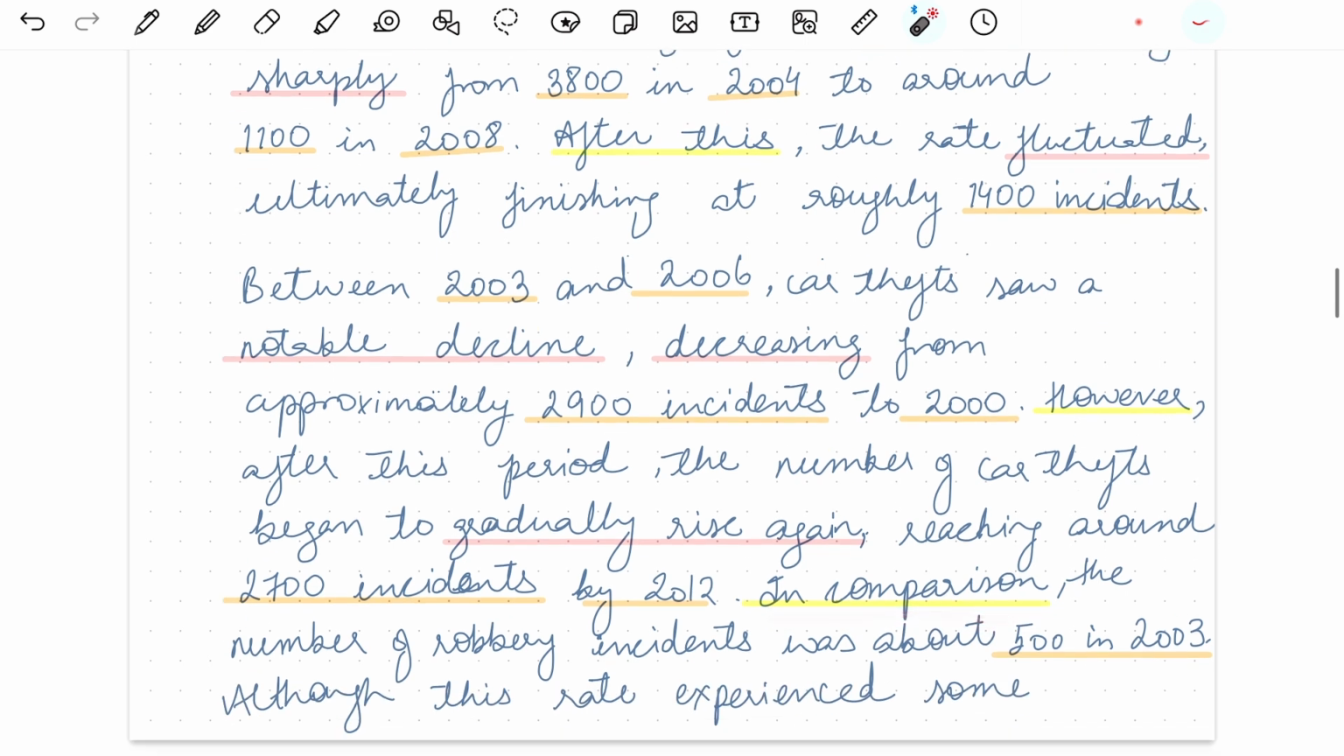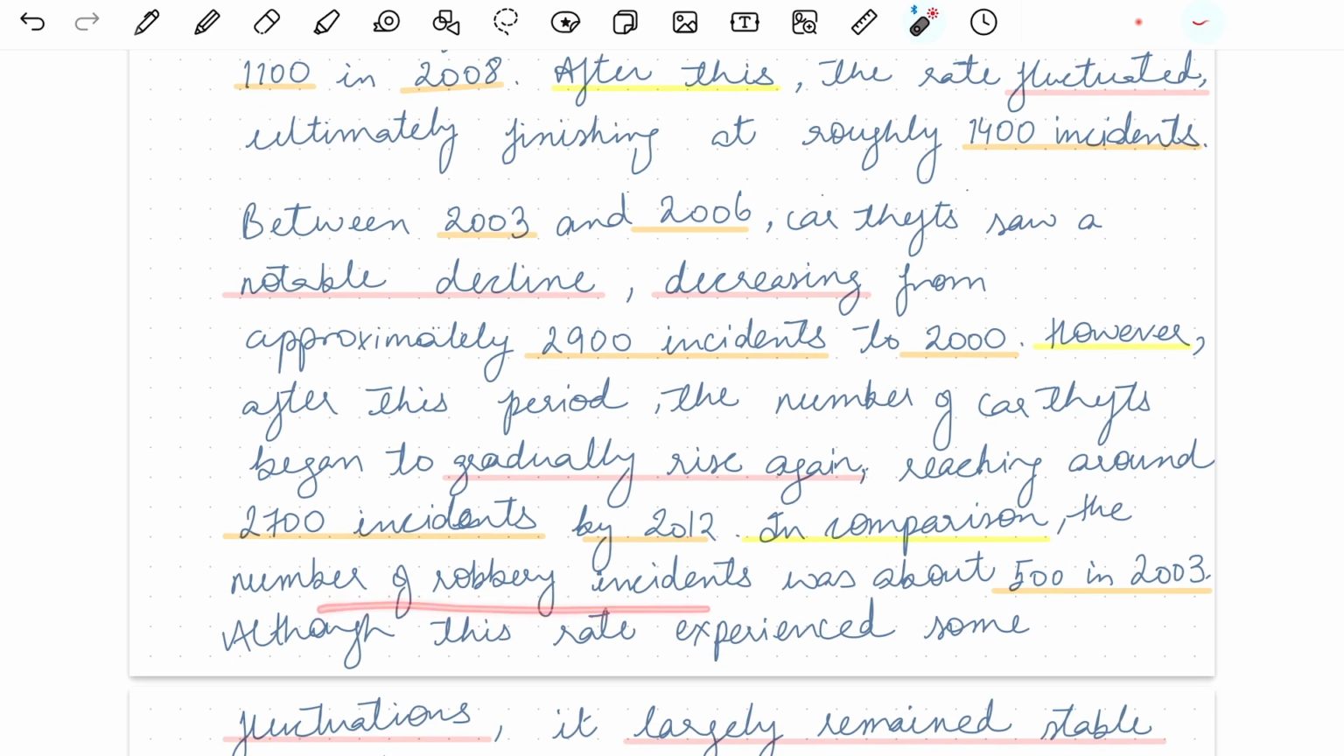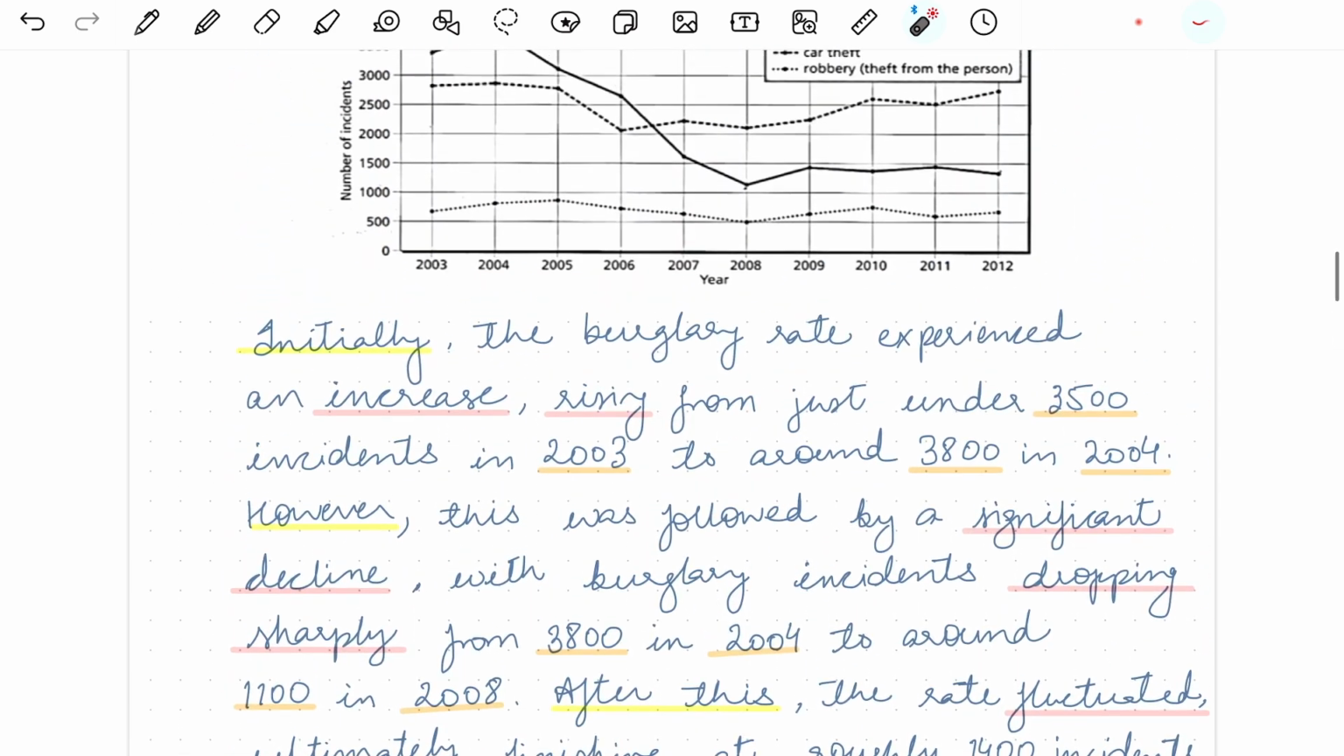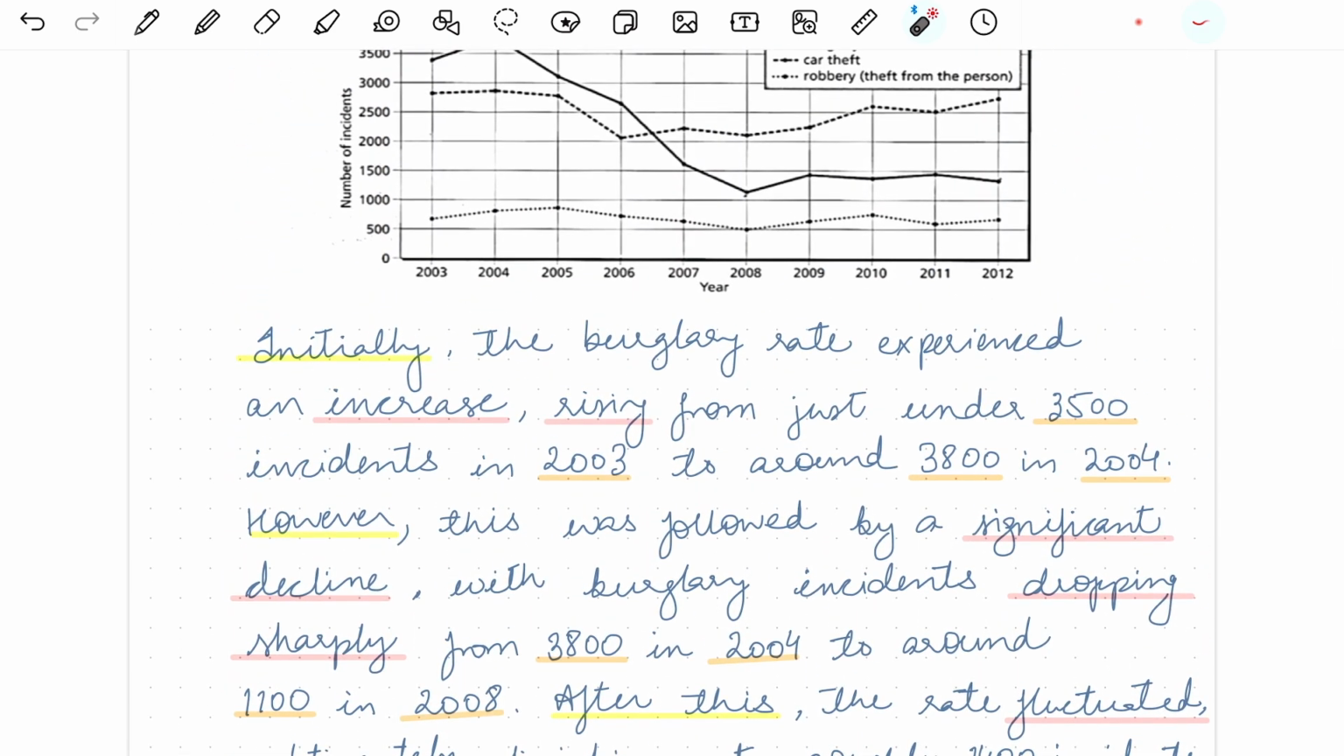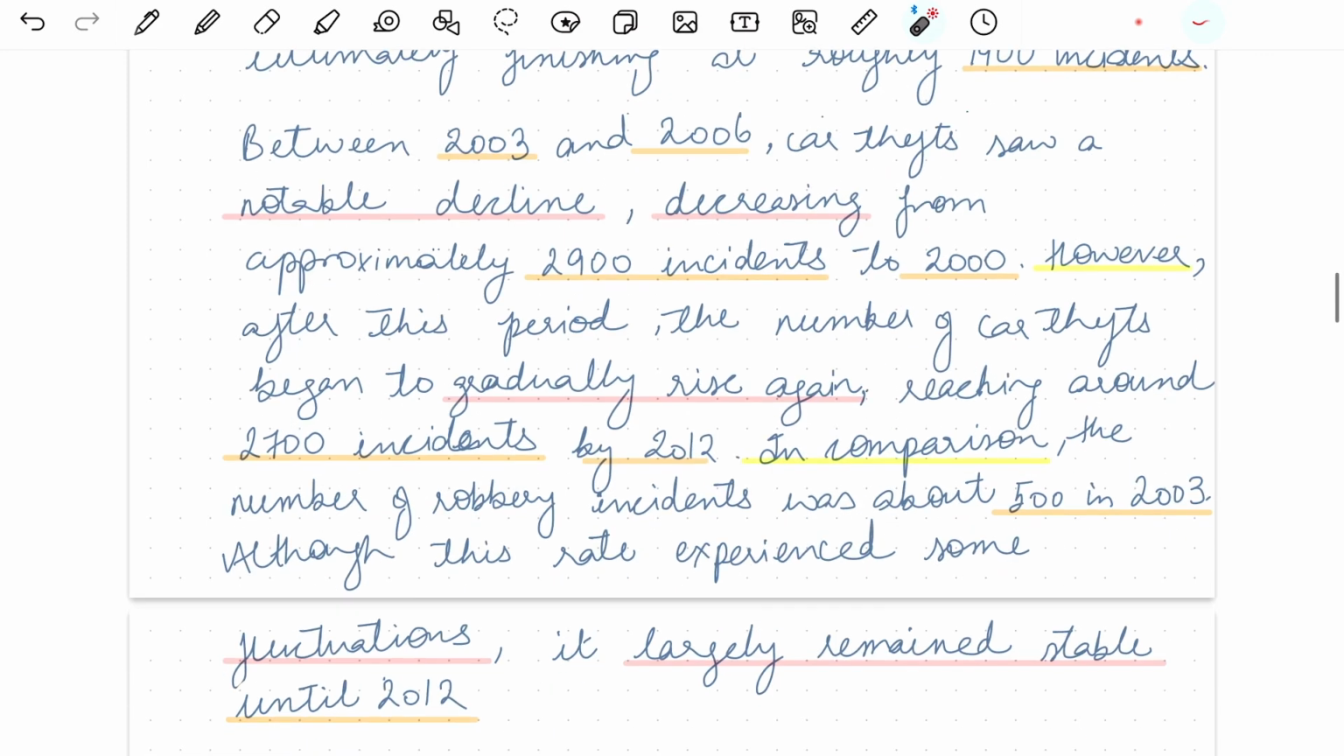In comparison, the number of robbery incidents was about 500 in 2003. Here's a small error. It should be around 700 or around 600, whatever you think is the right number here. So the number of robbery incidents was around, let's say, 600 or 700 in 2003. Although this rate experienced some fluctuations, it largely remained stable until 2012.